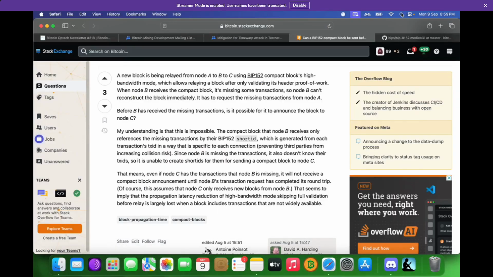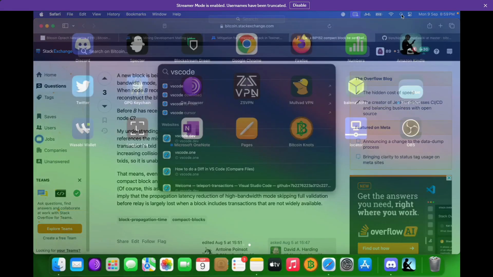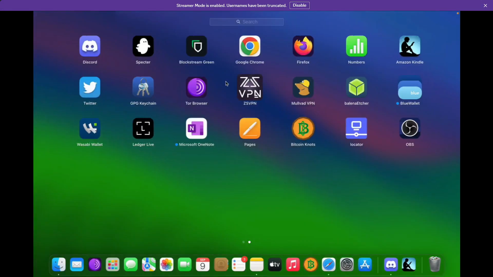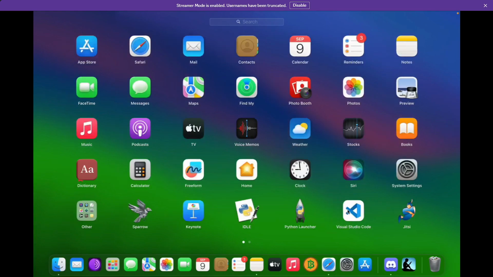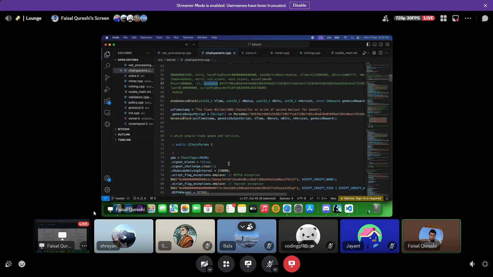Okay. In the meantime, I'll open my VS Code. After we're done, by 9:10, we'll plan to wind up the session. After that, if anybody wants to stay back, they can stay back. And in two or three minutes, we can go through the code of compact blocks and maybe even the checkpoints. We'll also talk about checkpoints. In Bitcoin Core, you basically have checkpoints.